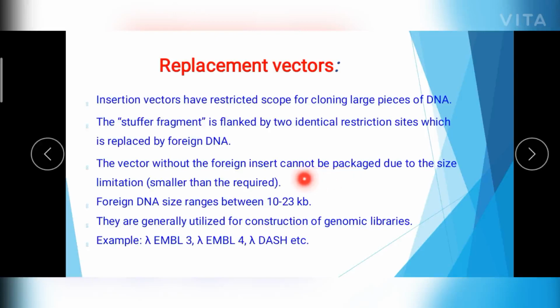The entire thing is removed. That one is called stuffer DNA, and that DNA is removed, and in that place you can add our desired gene. So here up to 10 to 23 kb of the foreign gene can be inserted in these replacement vectors, and these vectors are generally used for the construction of genomic libraries, and the examples are lambda EMBL, lambda EMBL 3, EMBL 4 and lambda dash, etc.